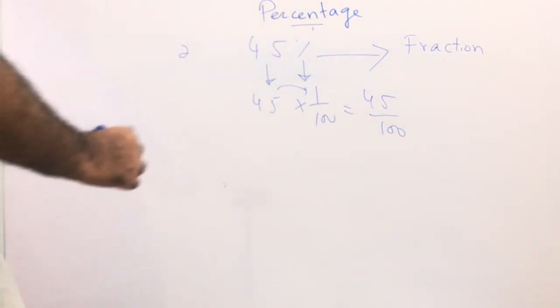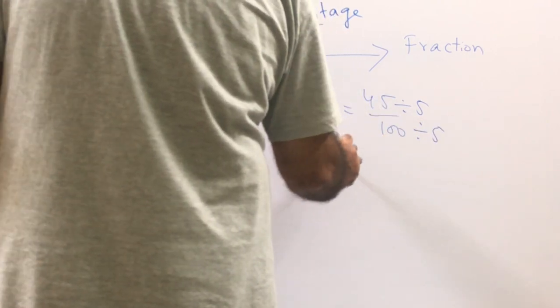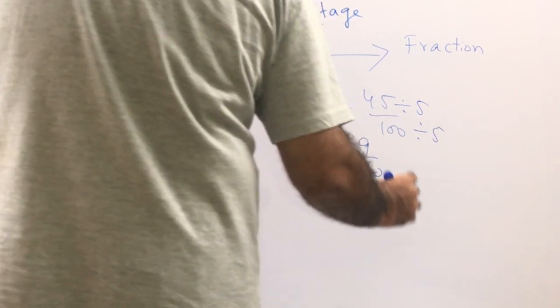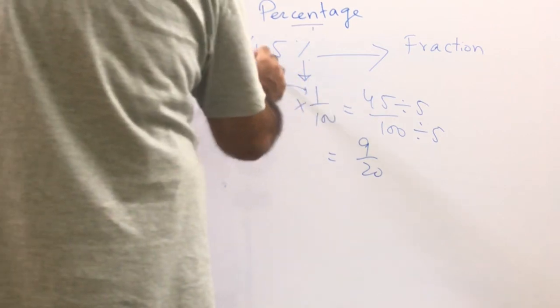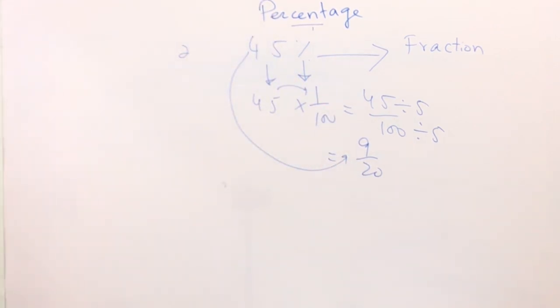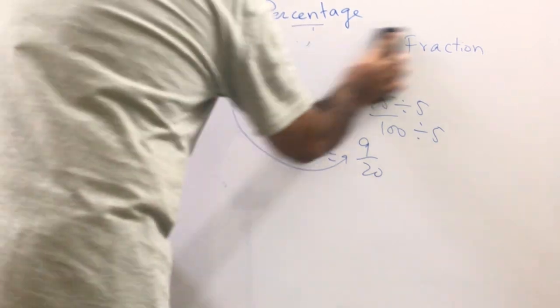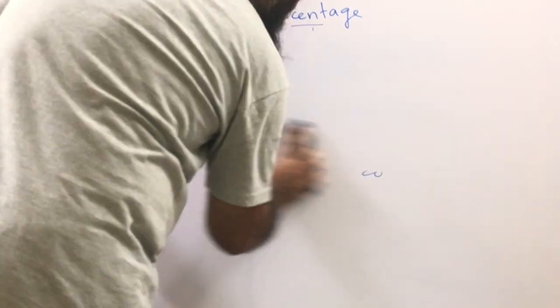So we can simplify it. If we divide both numerator and denominator by 5, we get 9 over 20. So 9 over 20 is the answer for 45%. In terms of percentage, it is 45%, and in terms of fractions, it is 9 over 20. Now quickly we would like to move forward.